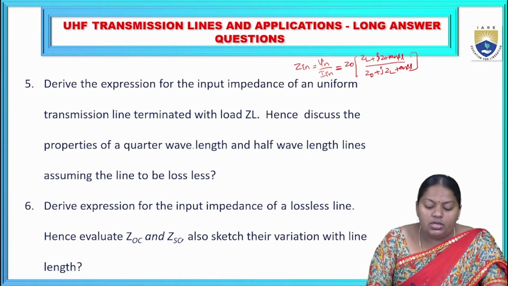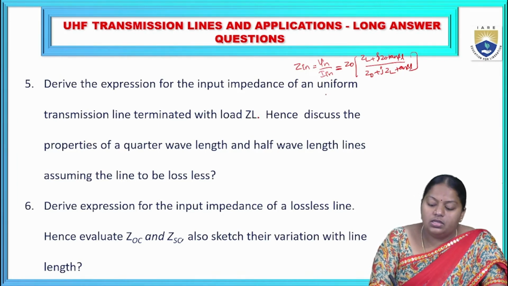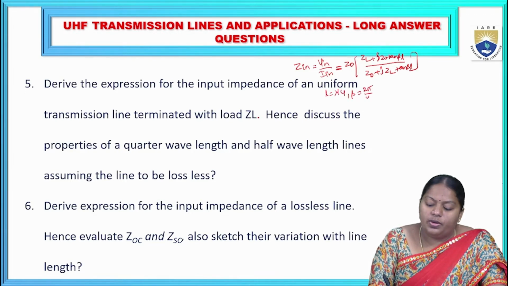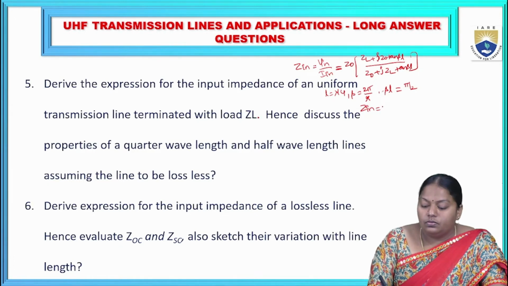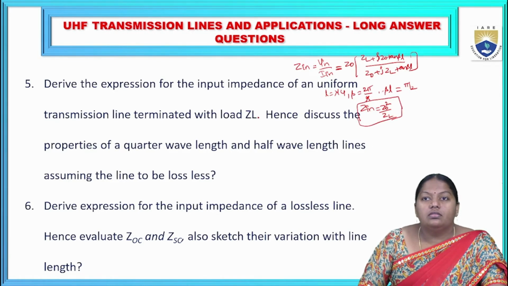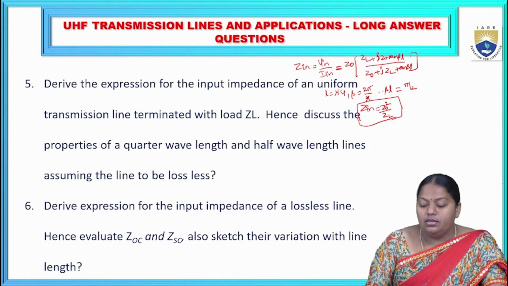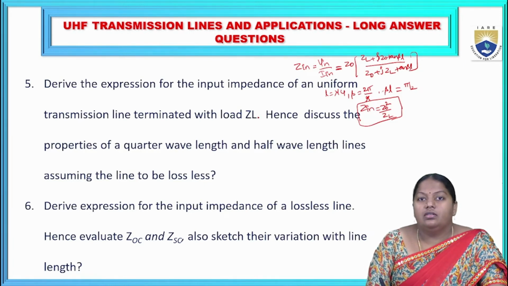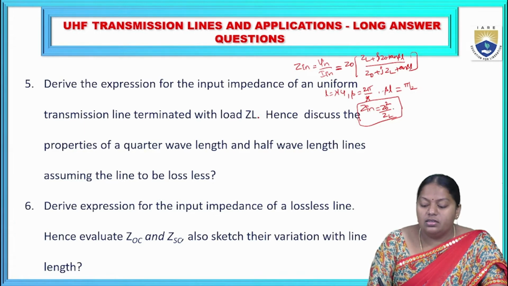For the quarter wavelength line, L equals lambda by 4 and beta equals 2 pi by lambda. Multiplying these two, beta L becomes pi by 2. Substituting tan beta L at pi by 2, the input impedance Zin can be written as Z0 square by ZL. So for a quarter wavelength line, the relation between input impedance and characteristic impedance is Zin equals Z0 square by ZL.